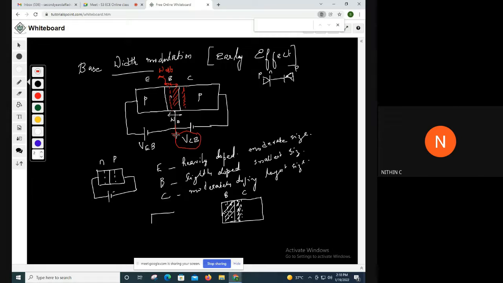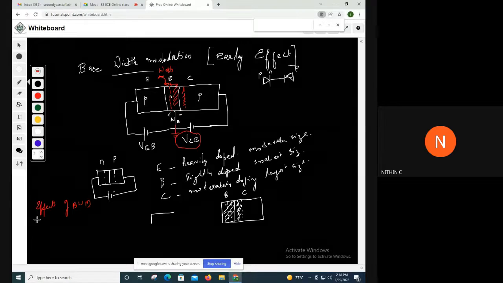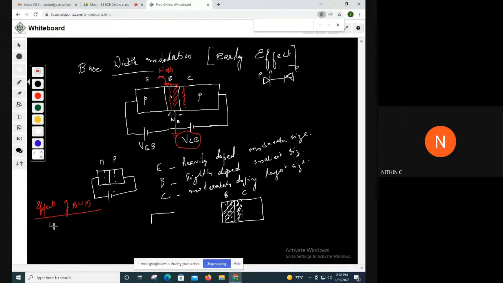So you can write a heading like effects of base width modulation, BWM. One is that it increases the base transport factor. That's correct. Increase base transport factor. Very good.